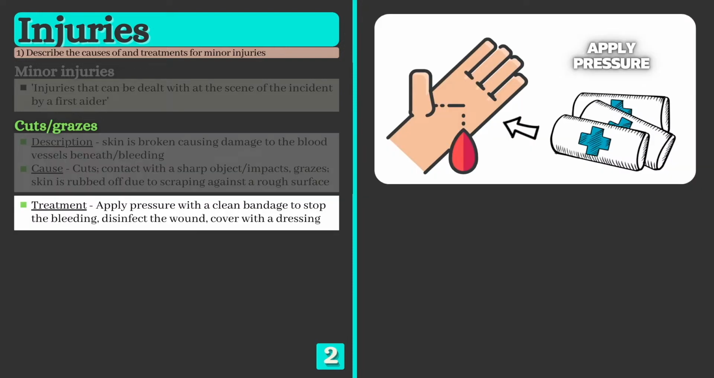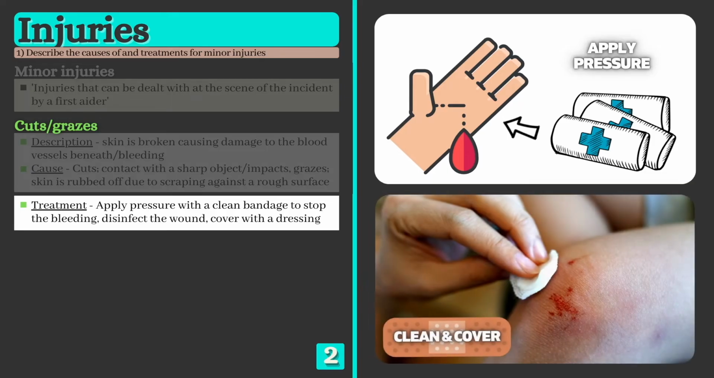When treating a cut or graze, the first thing to do is stop the bleeding by applying pressure to the wound using a clean, absorbent material like a bandage. Once the bleeding has stopped, the wound can be cleaned and covered with a dressing to prevent infection.